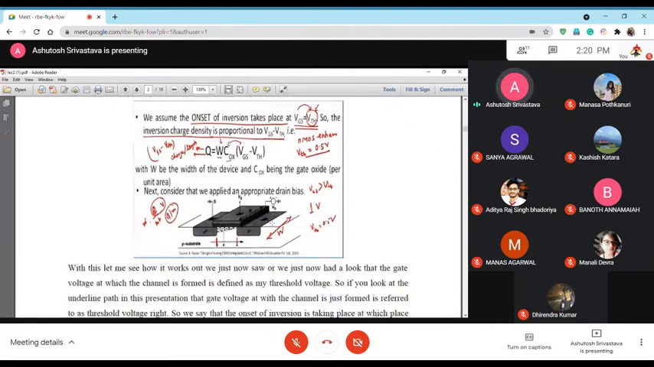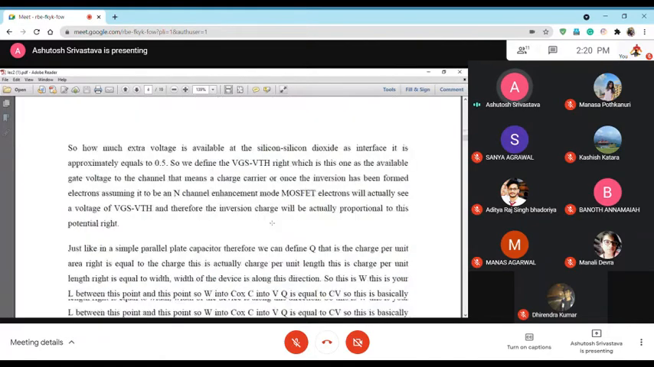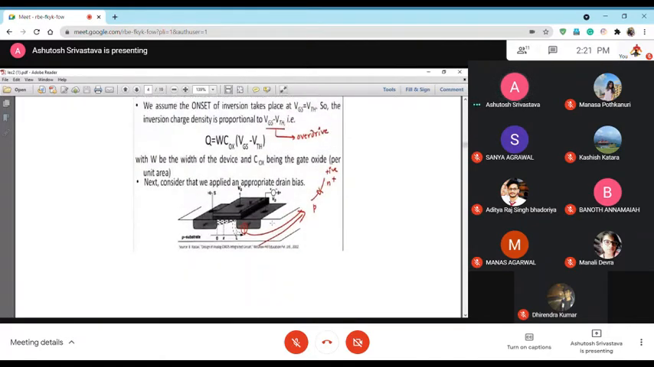And then you have the onset of inversion when your gate source voltage becomes equal to the threshold voltage. So there's a thin layer formation just beneath the insulator layer, and the inversion charge density is proportional to the overdrive voltage, which is VGS minus VT. So Q is equal to W times C times (VGS minus VT). I think you may have done this before, but just trying to revise a few things.